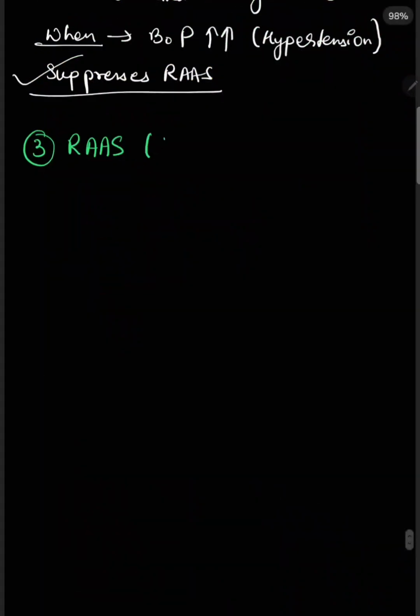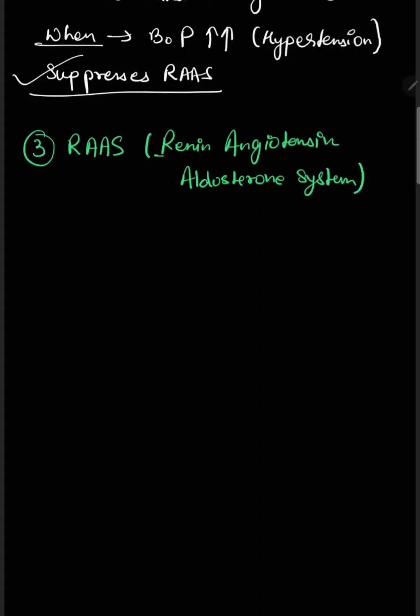So RAS is the renin angiotensin aldosterone system. Three things are coming: renin, angiotensin, and aldosterone. Now we'll study one by one. Renin. This is produced by the juxtaglomerular cells of the kidney. Where are these juxtaglomerular cells found? Renin is formed by JG cells. Okay, so what are these JG cells? These JG cells are found in the afferent arteriole.